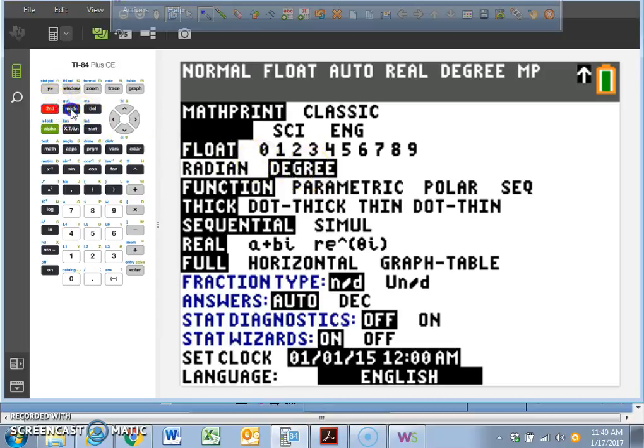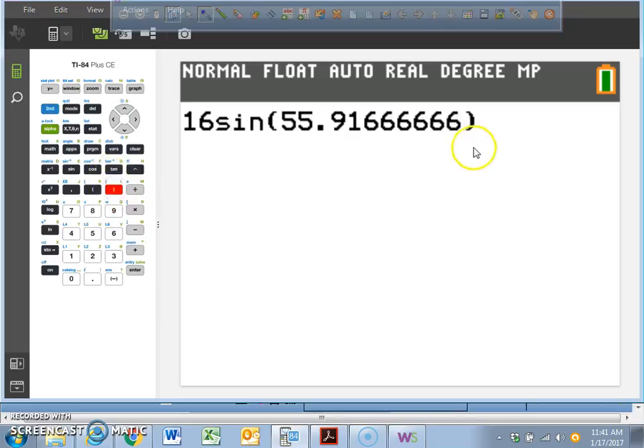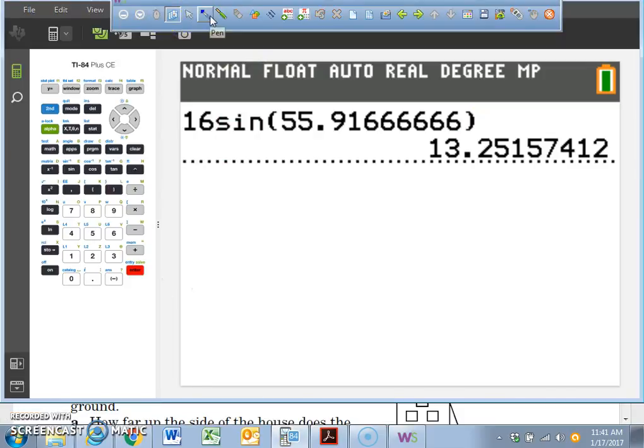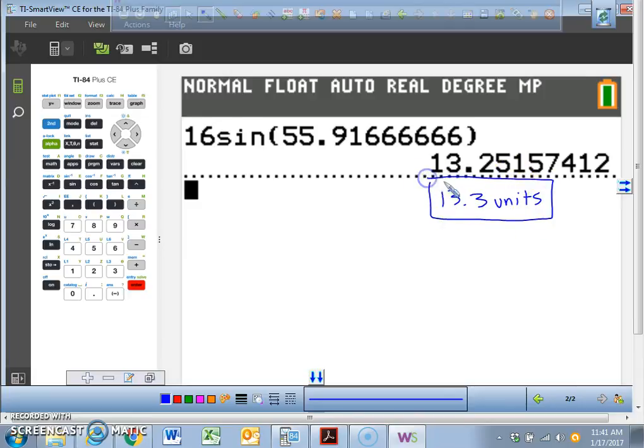Okay? So I'm going to hit second mode, get me back to the screen, and type in 16. Hit the sine button. Automatically, what opens up? A parenthesis. Type in 55.91, and just add a few sixes. You don't have to do it forever, okay? Because then we'd be here forever. All right? That's probably enough. Press enter, and you get this answer of 13.25. I want you guys to round all of your answers to the nearest tenth. So it would still be 13. So just put 13.3 units.